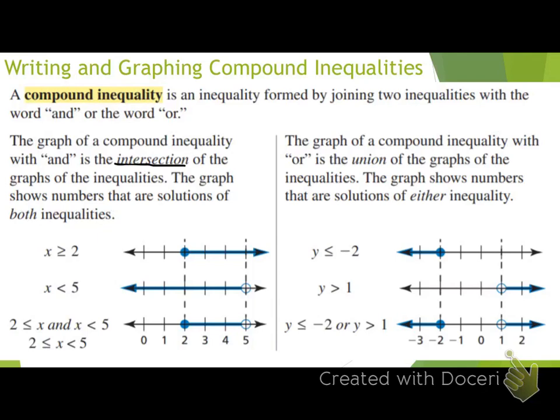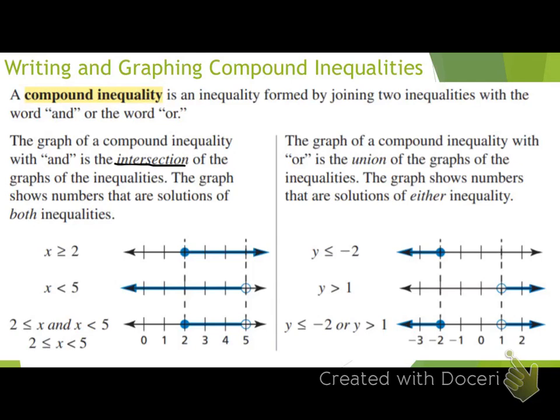Does that make sense? So down here we have 2 is less than or equal to x, and x is less than 5. For a number to be a solution of this, it must be true for both inequalities. Does that make sense? So, how we graph an and compound inequality, just like it says, it's the intersection of the 2 graphs together.